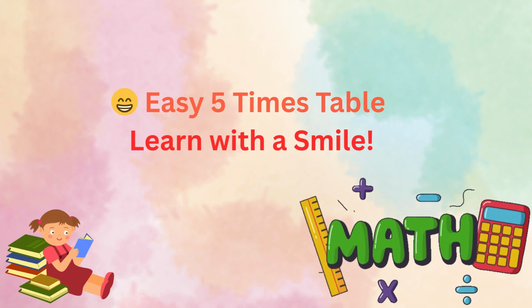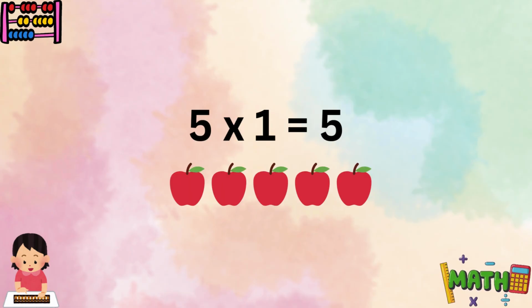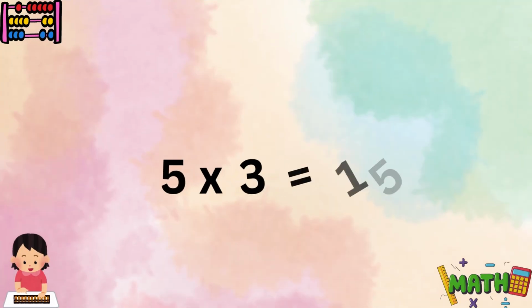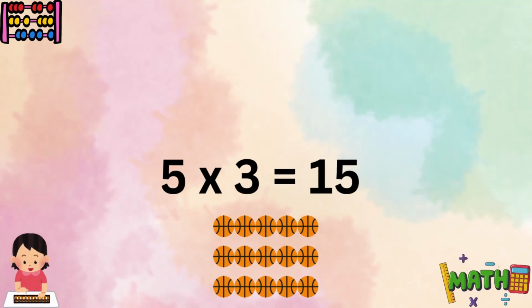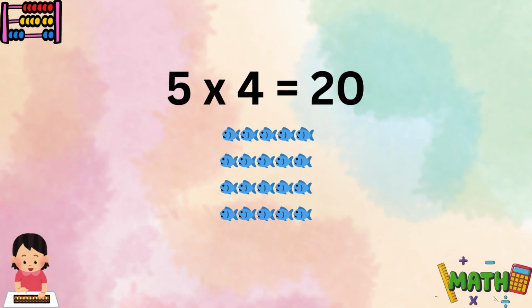Let's take a look at the 5 times table. 5 into 1 equals 5. 5 into 2 equals 10. 5 into 3 equals 15. 5 into 4 equals 20.